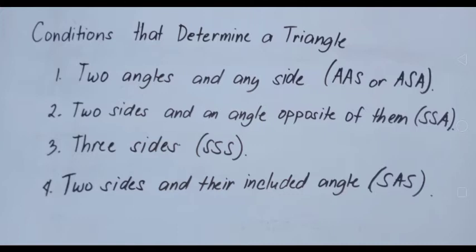The first one is two angles and any side, or the AAS or ASA. Two sides and an angle opposite one of them, or the SSA. Then three sides, or the SSS. And two sides and their included angle, or the SAS. Here, the first two cases can be solved using the law of sines, whereas the last two cases require the law of cosines. So 1 and 2 can be solved using the law of sines, and 3 and 4 can be solved using the law of cosines.